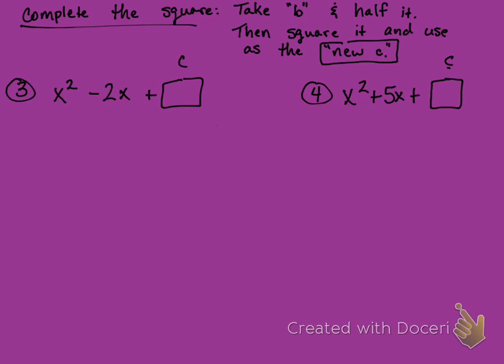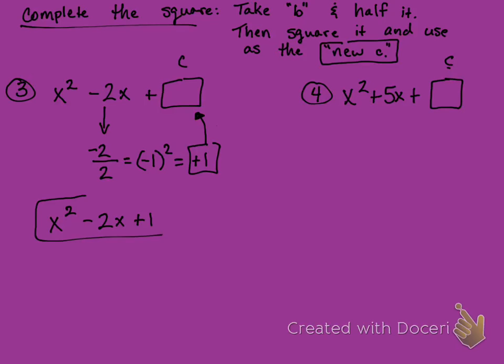So here we're going to take our b value, negative 2, and divide it by 2. That's the cutting it in half part. What does that give me? That gives me negative 1. I'm then going to take negative 1 and square it. Negative 1 times negative 1 gives me a positive 1. Well, this positive 1 is going to go in the place of my new c value. So, completing the square right here, I got x squared minus 2x plus 1.